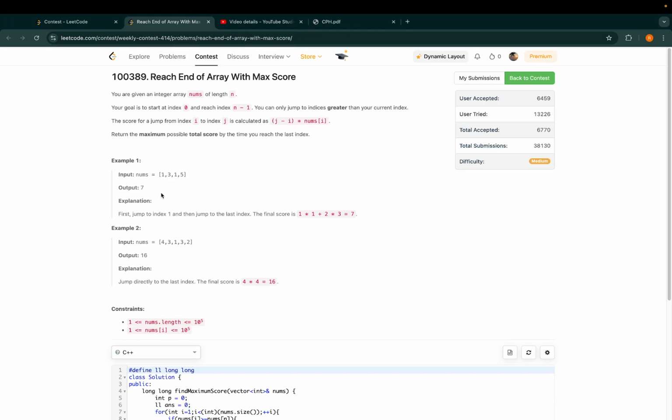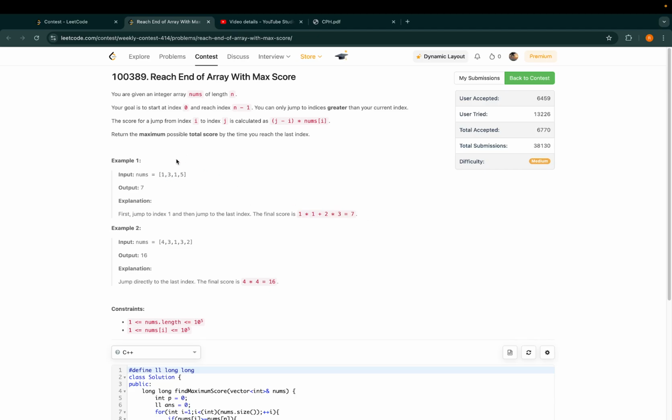So 1, 3, 1, 5. Here it's saying jump to index 1, which is 3, and from 3 jump to 5. Now our score would be 1 into 1, because the index is 0-based. So 1 minus 0 is 1, into 1, that's 1, plus 3 minus 1 is 2, into 3, where 3 is this number. So the sum of that is 7.